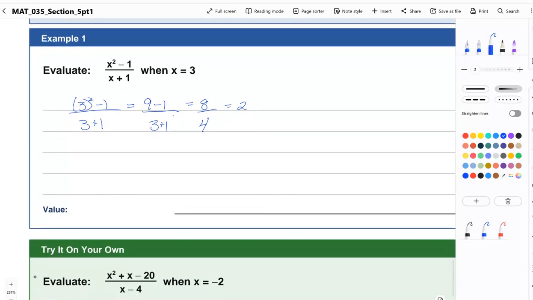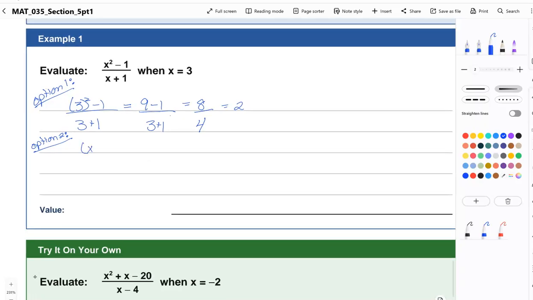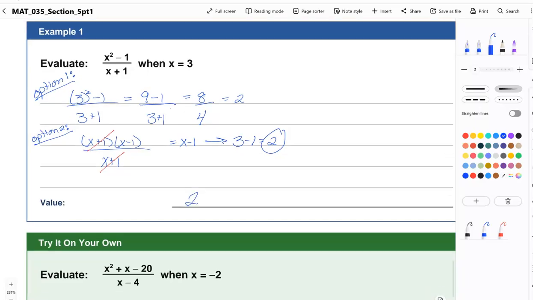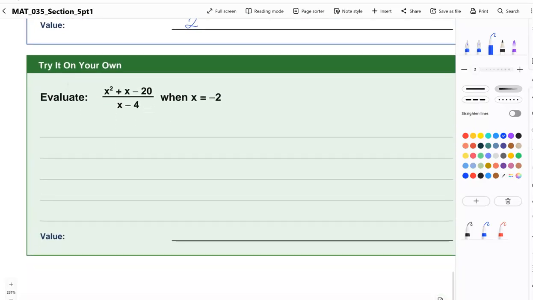Well, if I want to go the other route, so this is option 1. Option 2 is to reduce it first. x squared minus 1 is a difference of squares, x plus 1 times x minus 1, and that's over x plus 1. You can see how these cancel. So I'm going to be left with x minus 1, and now we're going to plug it in. 3 minus 1 is going to give me that 2. So you've got two ways to get to the same answer.